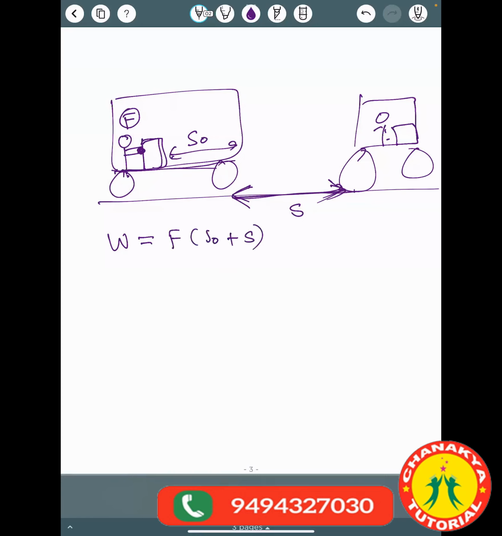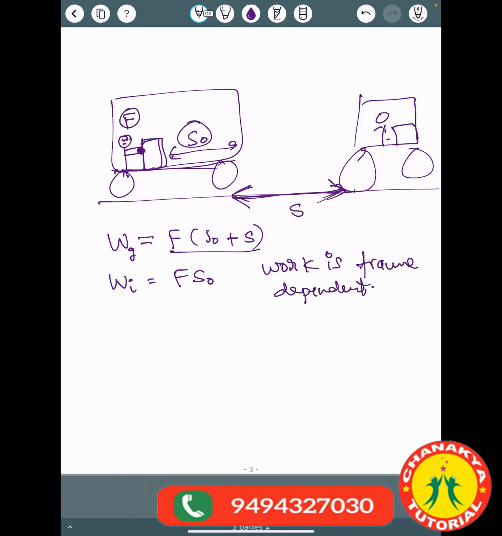But if you ask the man who is sitting inside the trolley what distance the block has moved, then it is S0, correct? So from the ground you will see this much work has been done. But this man will say it has moved only S0 distance. Then work done from inside is F into S0. So work is frame dependent. From where you are seeing, that is important.